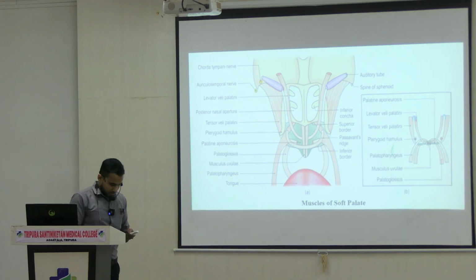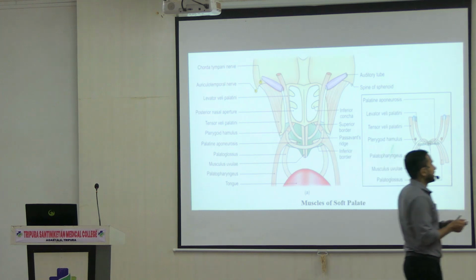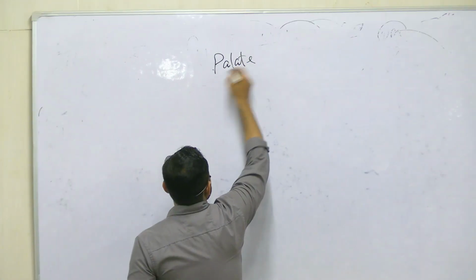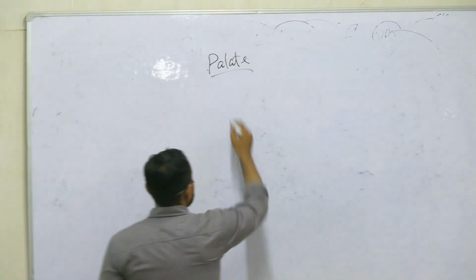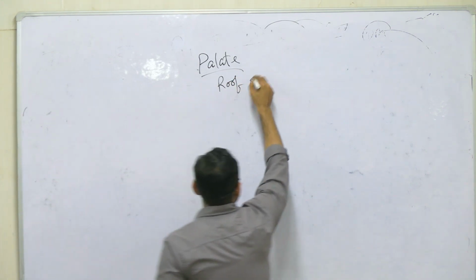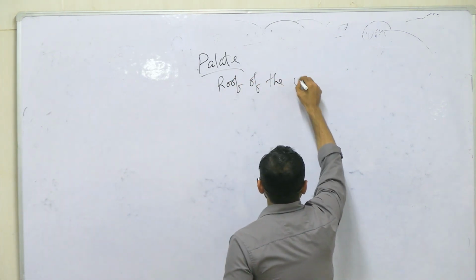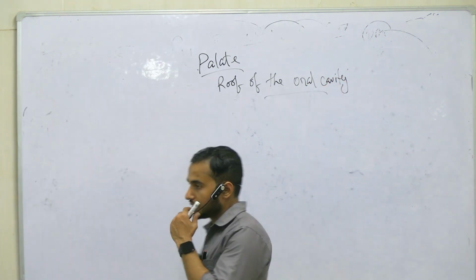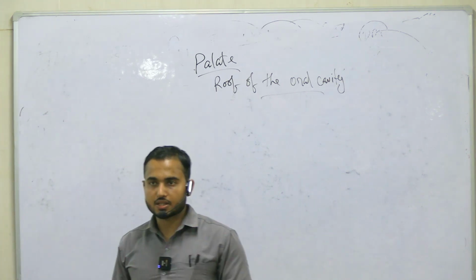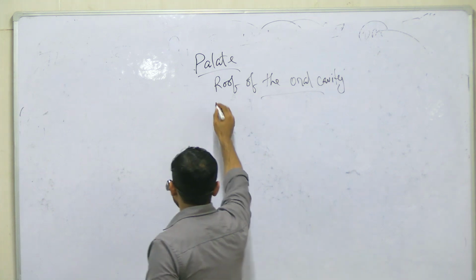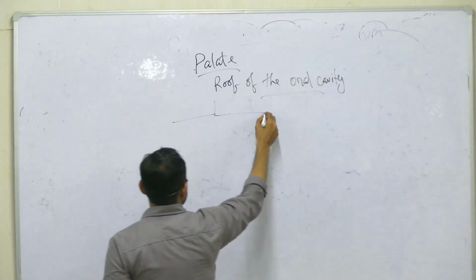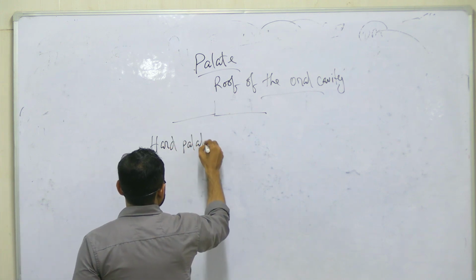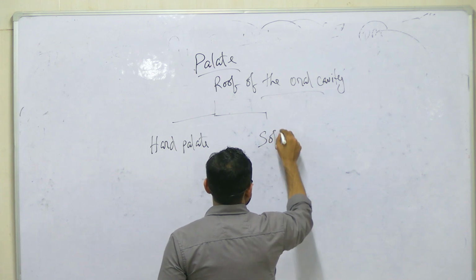Now, if you remember, last class we discussed the palate. Palate is nothing but the roof. Palate is the roof of the oral cavity that we discussed that day. Next, in the palate, we have seen that it is divided into two parts. What are they? Hard palate and soft palate.